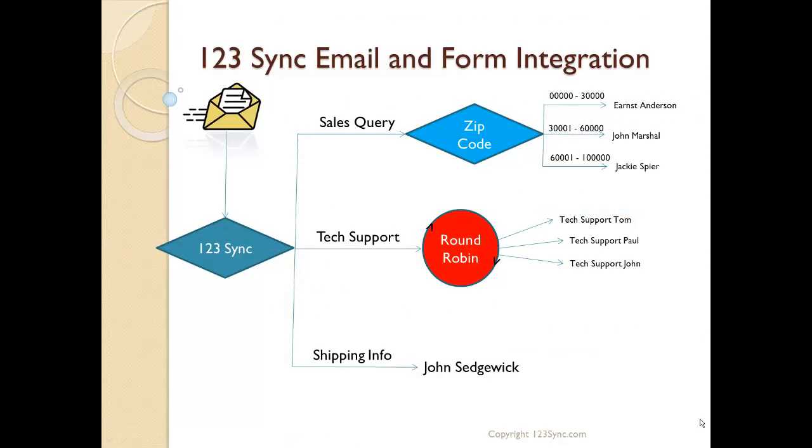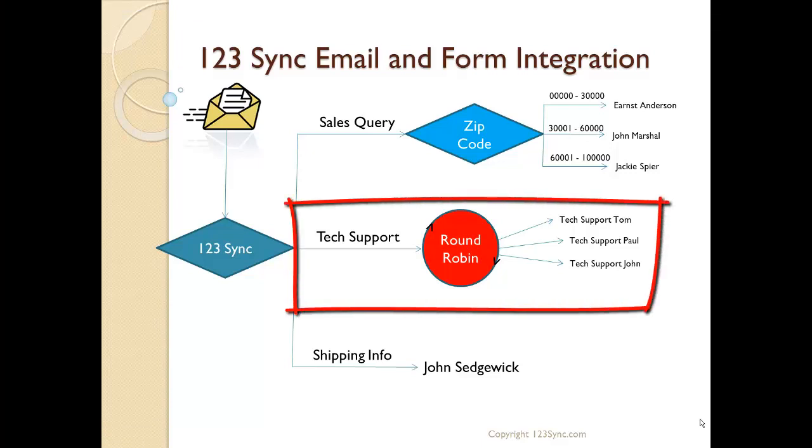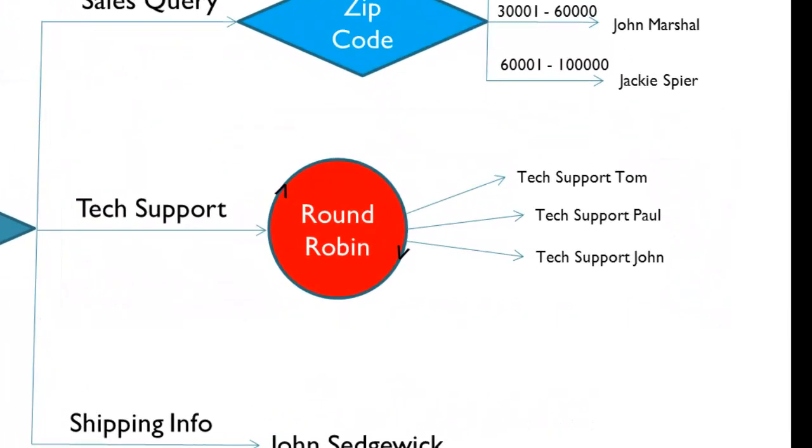Now the second part of our demonstration is to parse an email, a web form or a form, and then assign it in a round-robin fashion to a tech support person in the company. In this case it would be Tom first, and then the second form that comes in would go to Paul, and the third one will go to tech support John. And when the fourth one comes in, it will start again at Tom, Paul, and John. So we're setting up a round robin assignment of incoming form queries. Let's see how it's set up in 123 Sync.